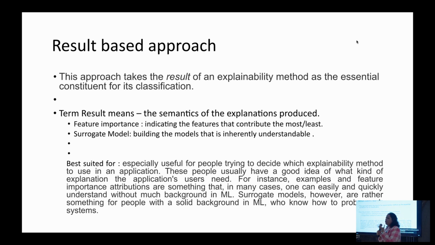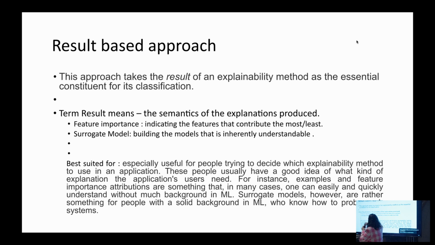Now the next approach that you could analyze your project with would be the result based approach, right? Depending upon the result you are getting as an output from an explainable AI method, it would be called a result based approach. So what exactly does the term result mean here? It means the semantics of the explanations produced, right? So again, there was a blur line. We already discussed the importance of the features. How you change the features would affect the output.